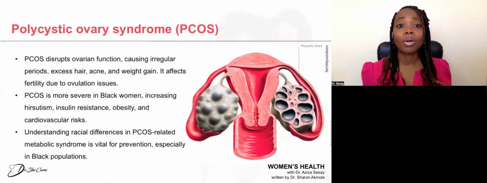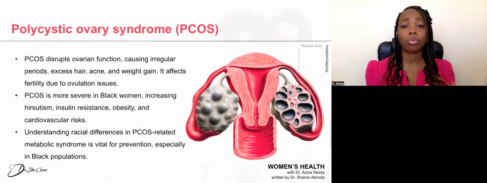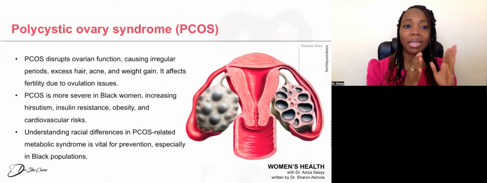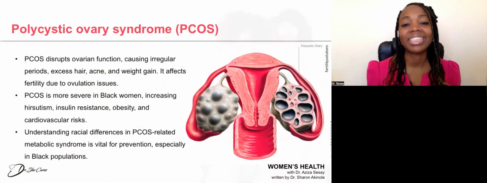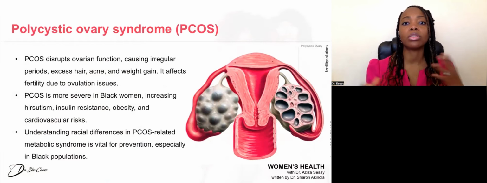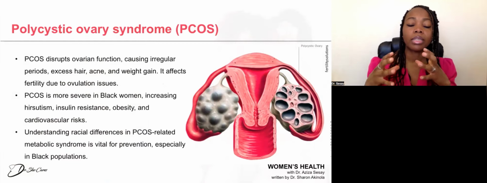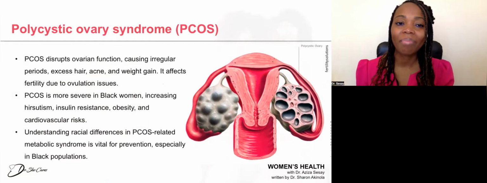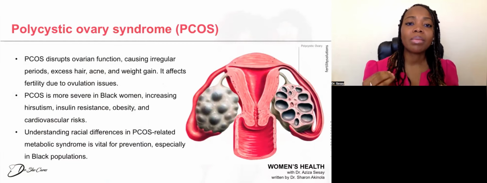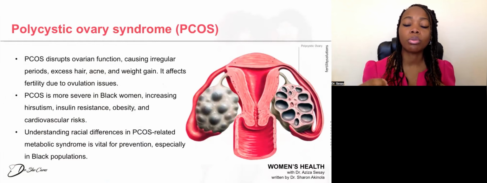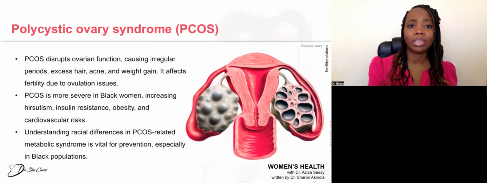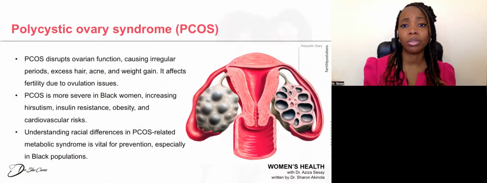Okay, next condition, polycystic ovarian syndrome. So when we say polycystic ovarian syndrome, poly meaning many, cystic meaning cysts, ovary meaning the ovary, and syndrome. Syndrome is basically where a condition has a multitude of symptoms that then diagnose the condition. Okay, so the name is a bit of a misnomer, because even though it says polycystic ovary syndrome, you don't need to have multiple cysts to be diagnosed as PCOS.